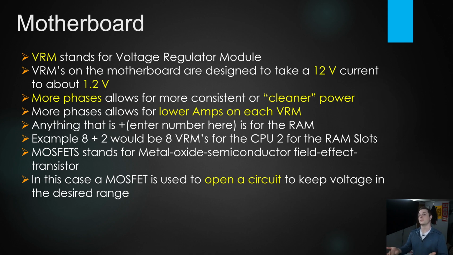So if we do move on to MOSFETs here, MOSFET stands for Metal Oxide Semiconductor Field Effect Transistor. You don't have to remember that. Everyone knows it as MOSFETs. You're going to be okay. But what a MOSFET does is essentially open and close a circuit to keep that voltage within the desired range. So VRMs convert the 12 volt into a 1.2. The MOSFET keeps it at 1.2. And hopefully that made sense.